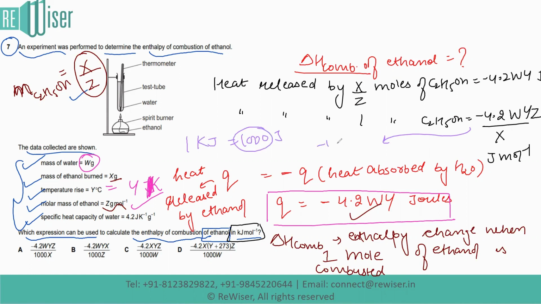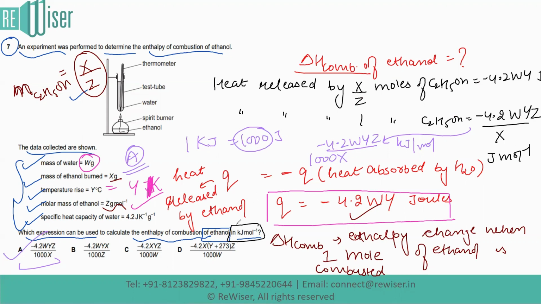So we can divide this by 1000 to convert it into kilojoule per mole. So the correct answer will be A, which is negative 4.2 WYZ upon 1000 X. So for this question, A is the correct answer, which tells us the enthalpy of combustion of ethanol in kilojoule per mole.